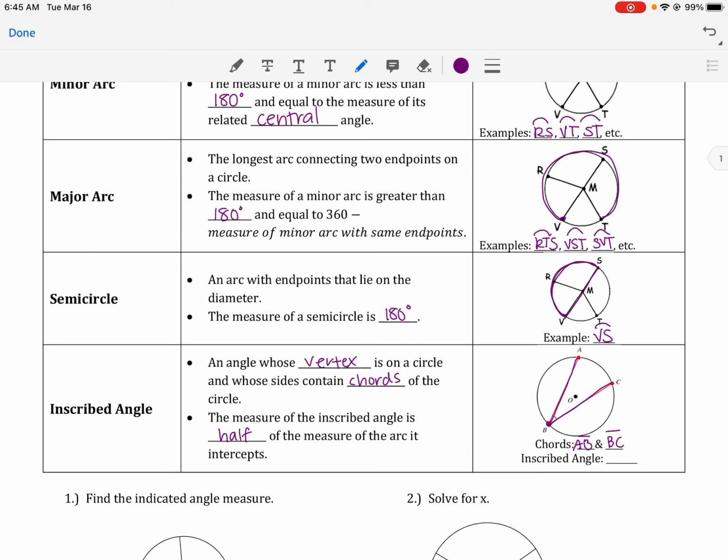So our inscribed angle here would be angle B. For example, if we knew that this arc was 70 degrees, then we know that this angle B is half of that, so 35.